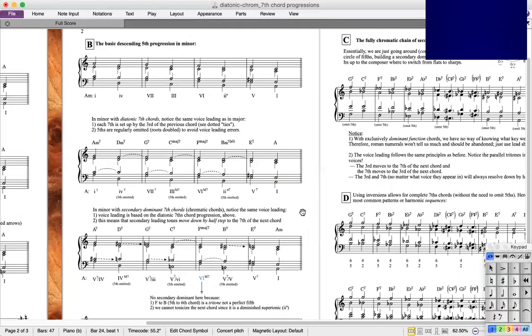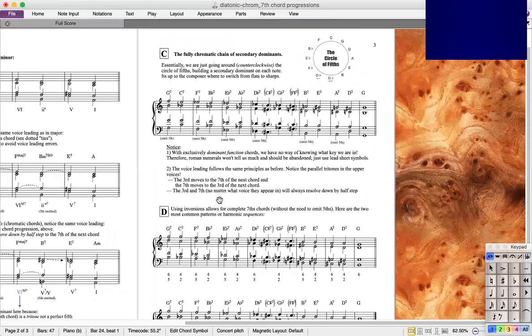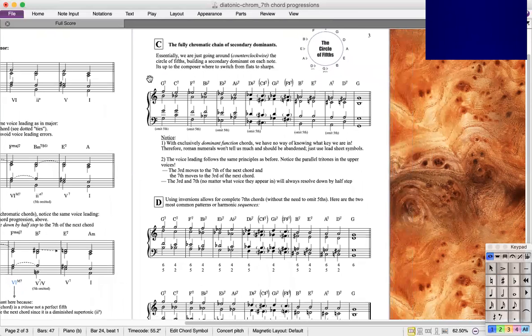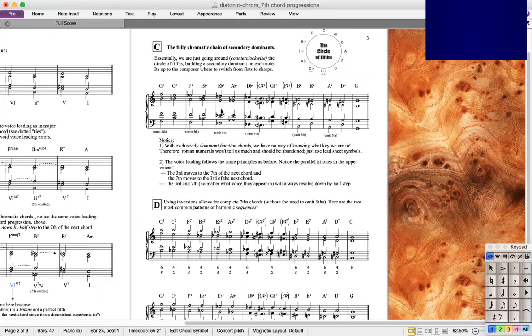And now there's one more page here, and this is the fully chromatic chain of secondary dominants. So this is kind of cool. We don't even need to think about this being in a specific key. And you'll notice that on this 3rd page, there are no Roman numerals because they become useless at this point. All we're thinking about is every single chord acting like a 5/7 chord, right? But the thing is, it resolves to a chord that's also going to act like a 5/7 chord.